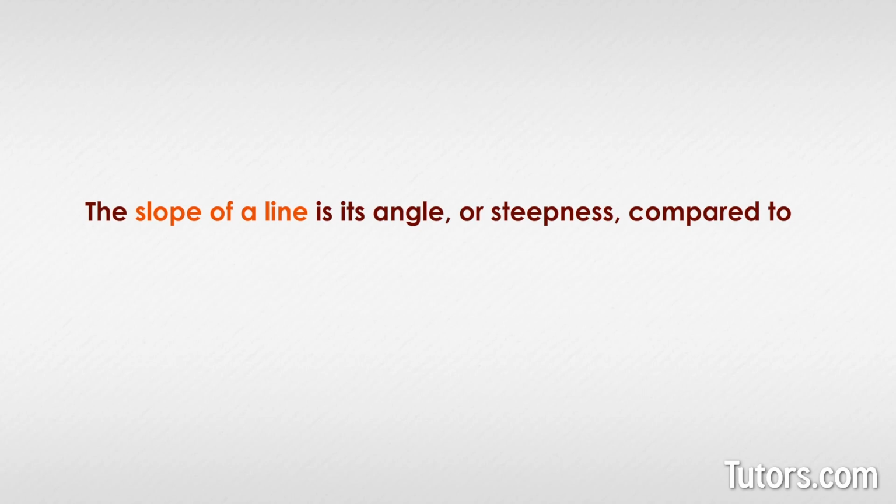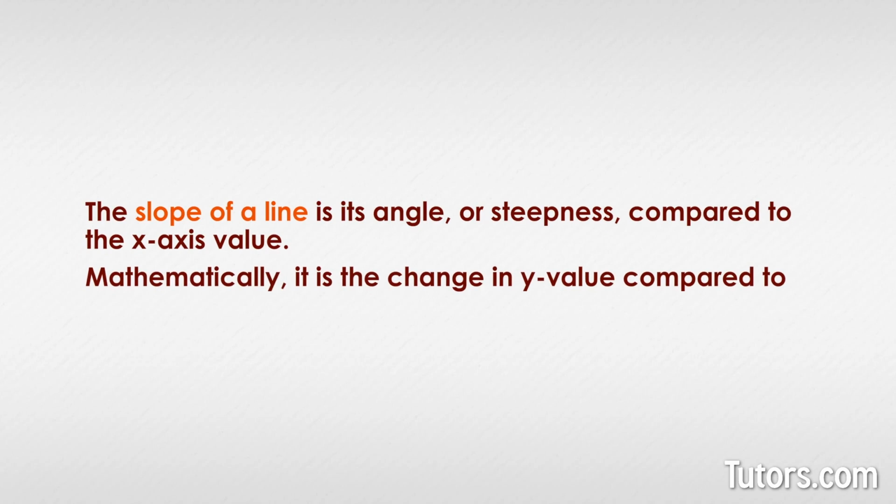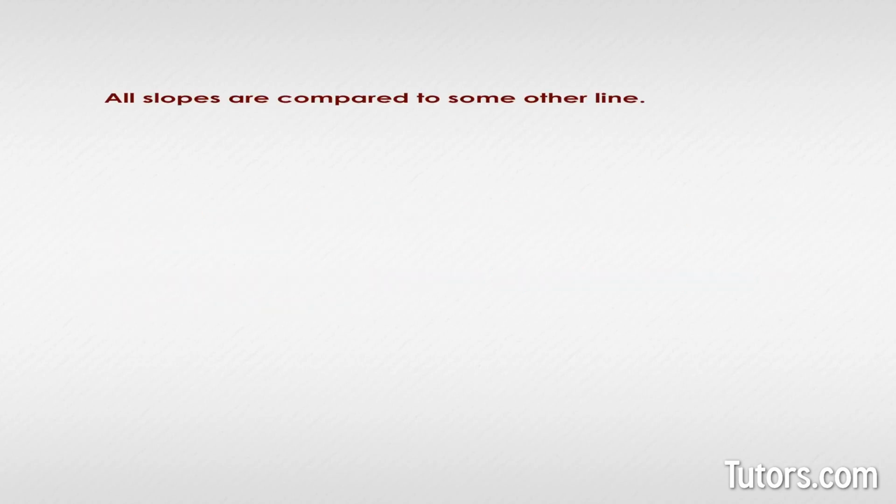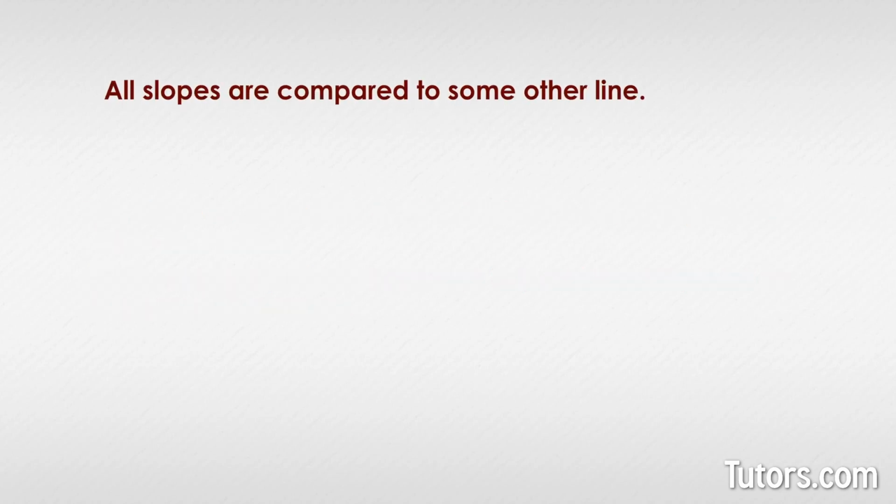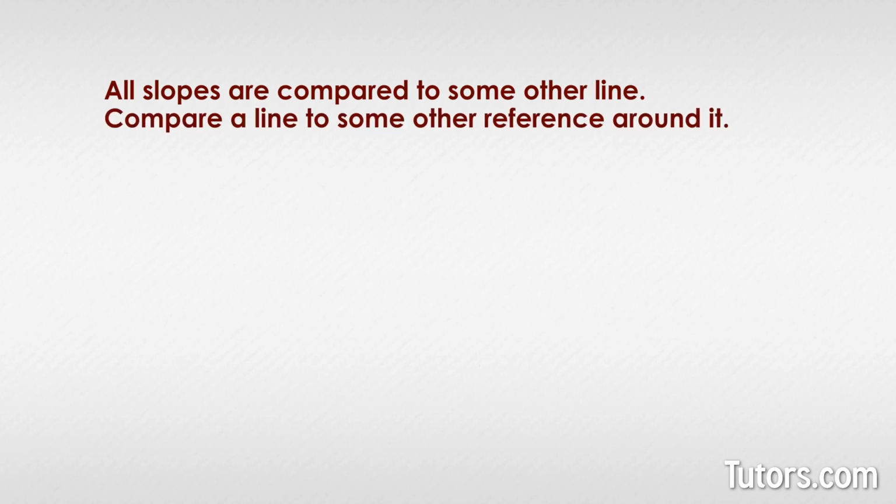In plane geometry, all lines have slopes. The slope of a line is its angle or steepness compared to the x-axis value. Mathematically, it is the change in y value compared to its change in x value. All slopes are compared to some other line, usually an x-axis. You need to compare a line to some other reference around it.